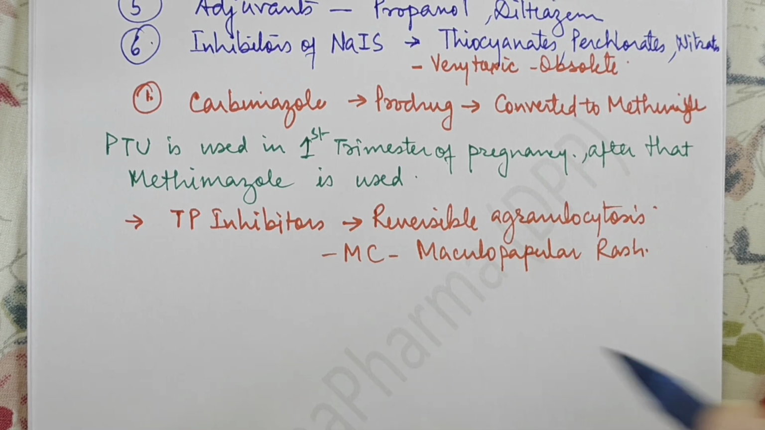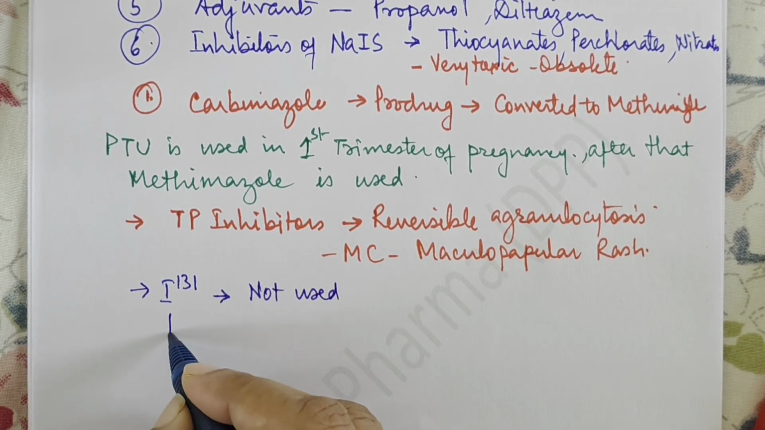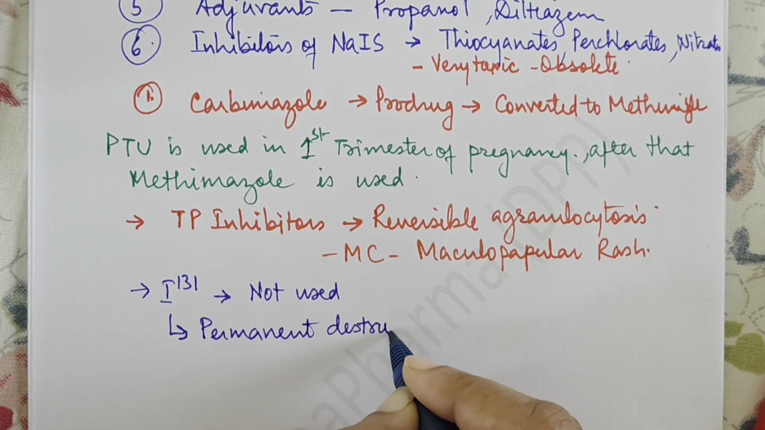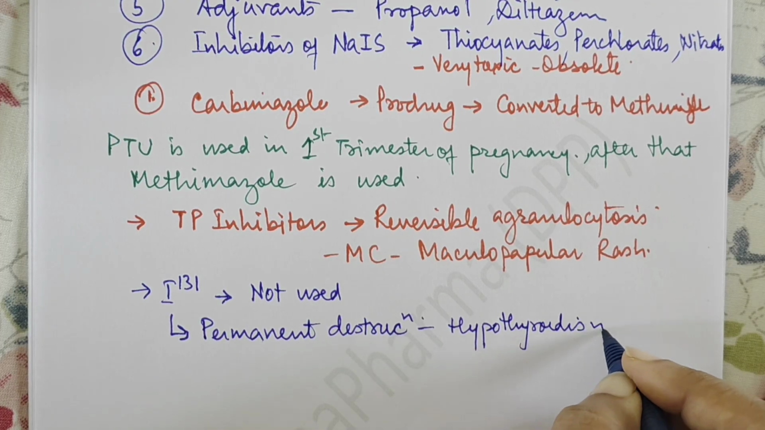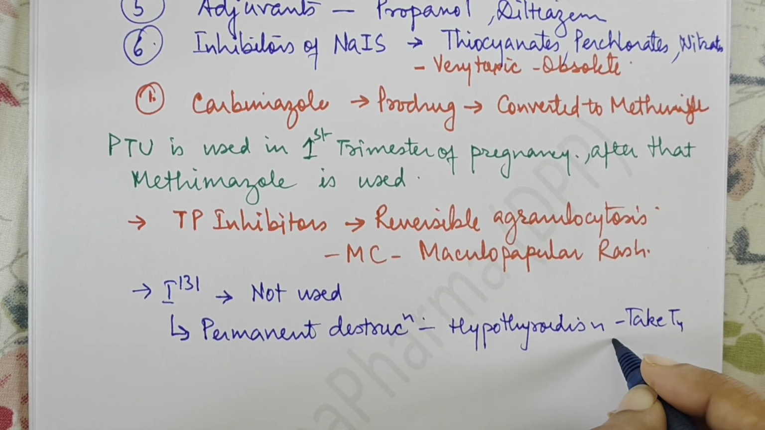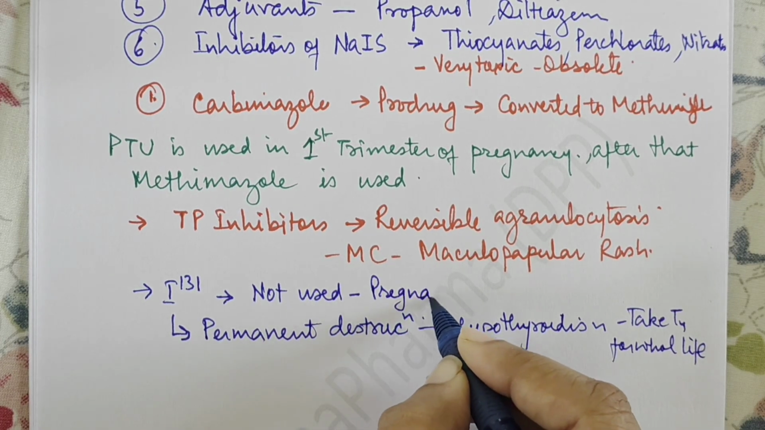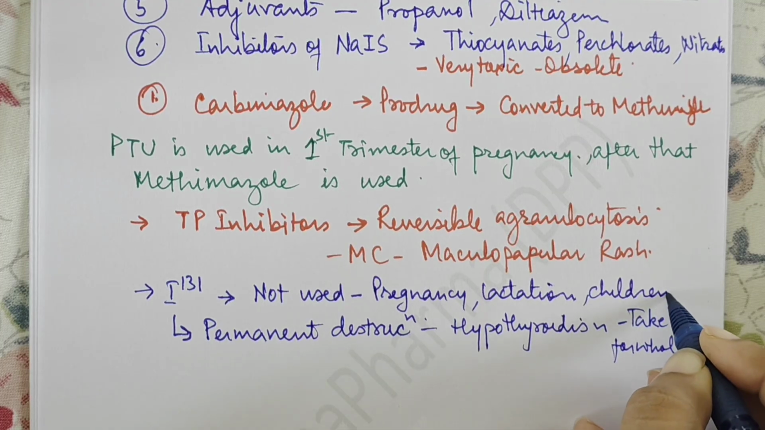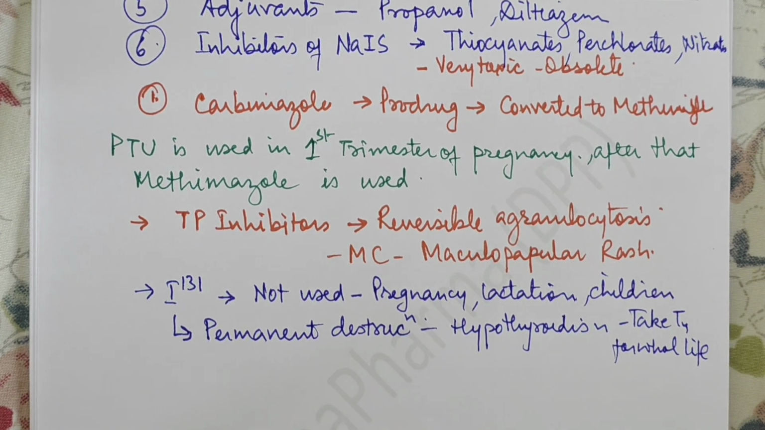Then another important thing is that iodine 131 is not used in some conditions because, see, iodine 131 is radioactive iodine. It will cause permanent destruction, right? And because it will cause permanent destruction, it will cause permanent hypothyroidism, and the patient will have to take thyroid hormone T4 for the whole life. Okay, so it is not used in pregnancy, lactation and in children. Okay, so this is something important for the exam, this thing, iodine 131.